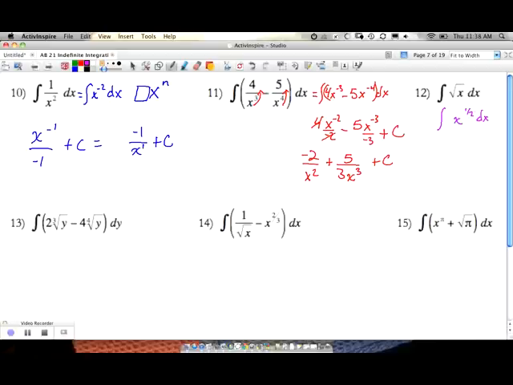1/2 plus 1, that's going to be 3/2. So x to the 3/2 over 3/2. We'll come back to that 3/2 in the denominator in a second here. Don't forget the plus c is your constant on the end.